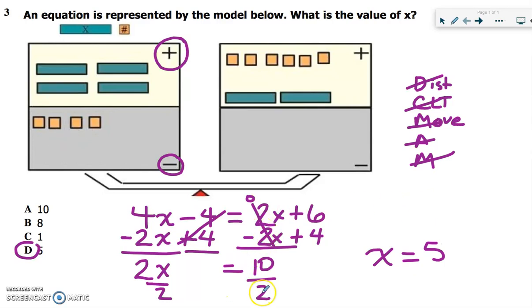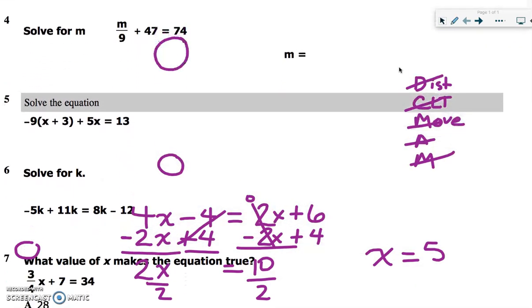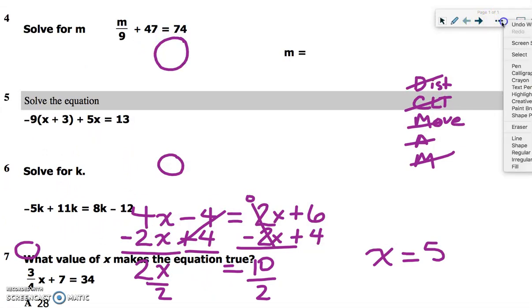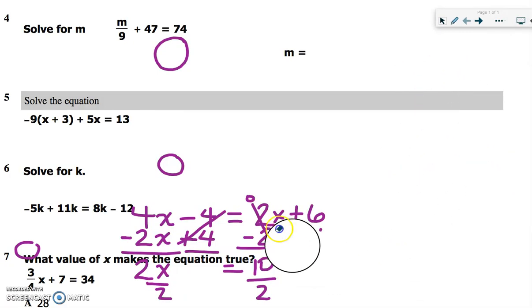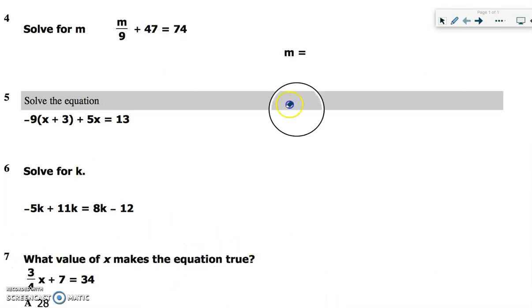Easy breezy. I'm going to pause right now and move to, let's see if we have time to go to number 4. Let's do number 4 really quickly. So let me erase. I'm going to use a bigger eraser this time. Clean up. Everybody clean up. Okay. Here we go. Now, for number 4, we have m divided by 9 plus 47. This may take a little bit of time, so I'm going to pause and we'll restart in just a moment.